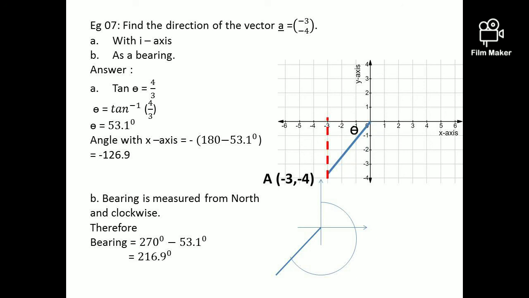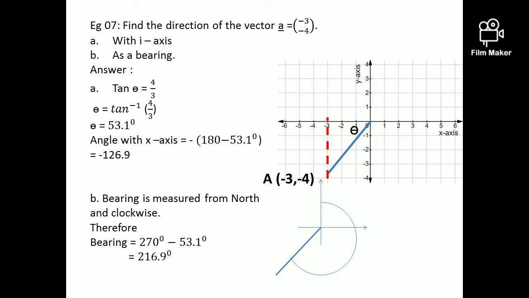Then we need to find the angle from the positive x-axis. That means you need to measure the entire angle from the x-axis up to the line of OA. With that, you can understand that if you subtract out of 180, you can obtain the angle from the positive x-axis. Then, since this is below the x-axis, we represent it as minus 126.9. So that is the answer for the angle generated by vector A with the positive x-axis.